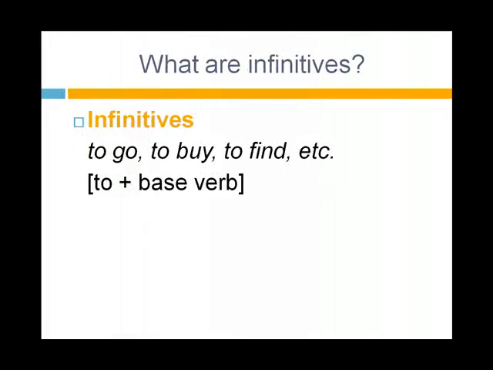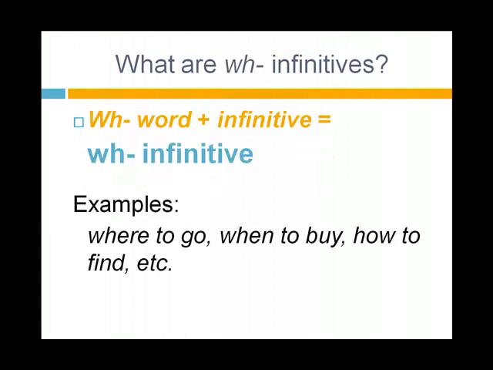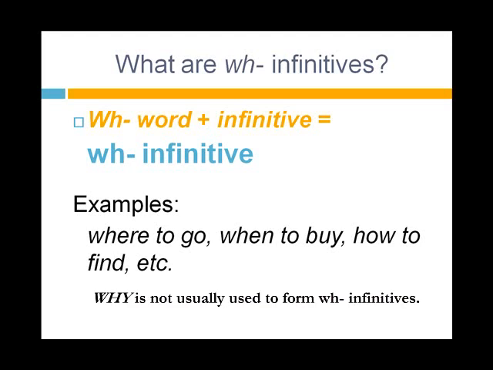What are infinitives? Here are some examples. To go, to buy, to find. They're formed by using to plus the base verb. What are WH infinitives? They're simply a WH word, also known as a question word, plus the infinitive. For example, where to go, when to buy, how to find. Please note that why is not usually used to form WH infinitives.